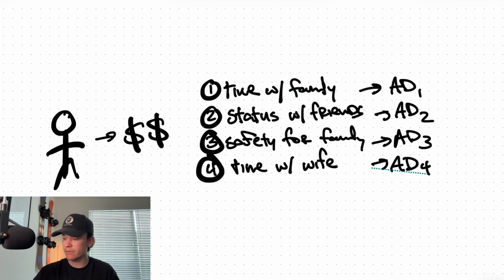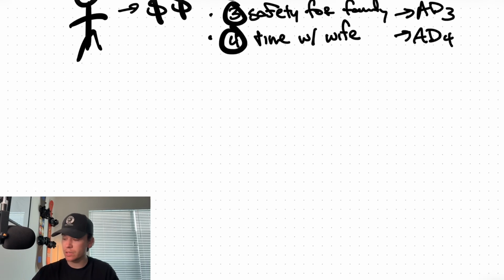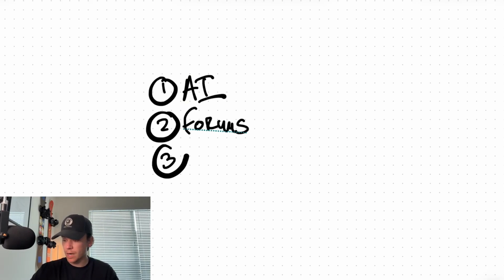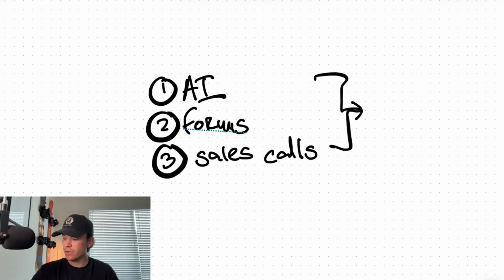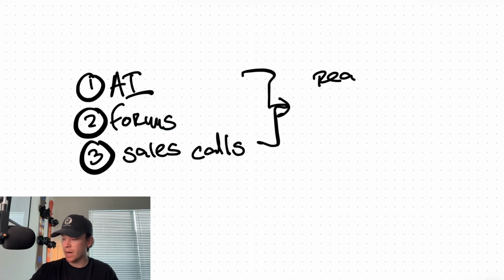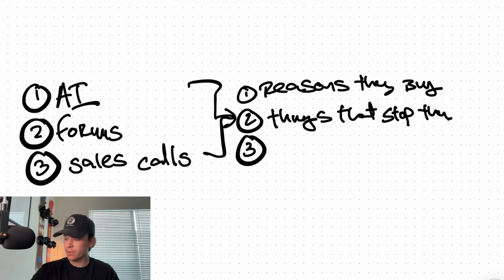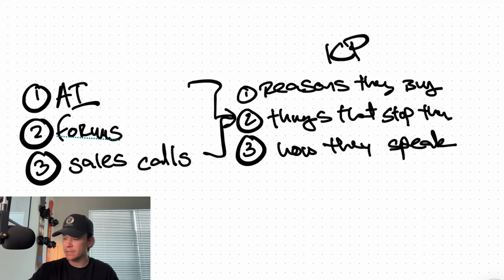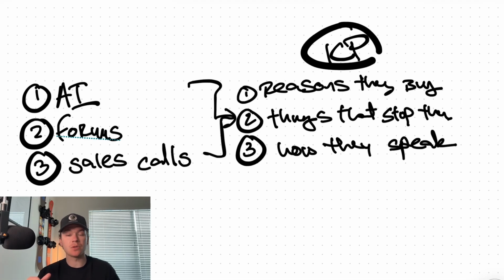Now, if we break this down even further, what you're then going to do is complete market research to figure out what these different ad angles can be. And the way that we typically do this is a couple of ways. Again, I recommend you check out that marketing angles video, but very simply put, all you're going to do is go look at AI, go look at forums, and then number three, look at your sales calls, if you have sales calls already. These will tell you everything you need to know about reasons they buy, things that keep them from buying, and then number three, how they speak and who's on the other end. When I say they, I mean their ICP, ideal consumer profile. And so these are going to be your big sources for all of this.